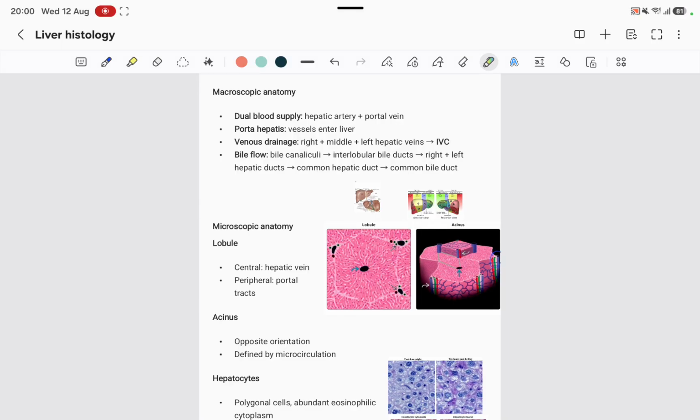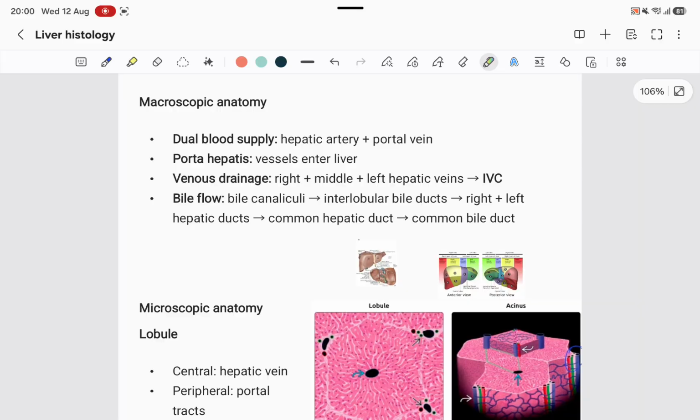Bismillah. This is a quick video about liver histology. So, macroscopic anatomy of the liver.